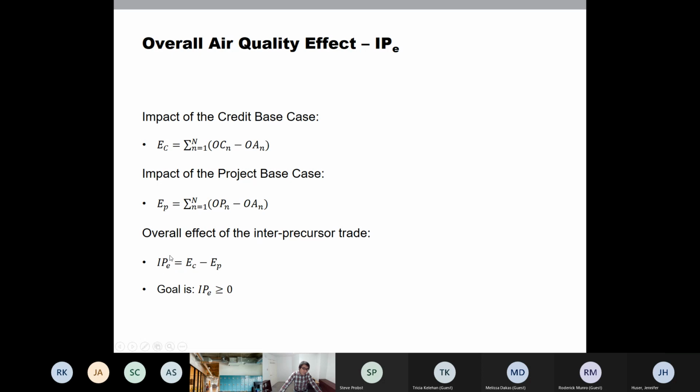That is your IPE. The goal is that IPE is greater than or equal to 0. That means your project resulted in a better air quality impact than the credits. So it's justified to retire those credits and build your project. This needs to be done at all grid cells that exceed the 65 ppb at your baseline.